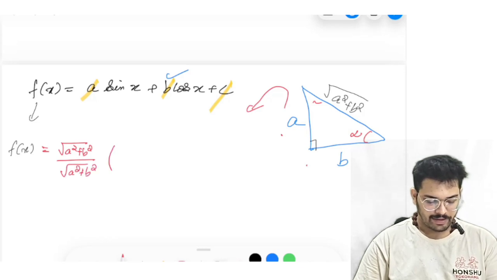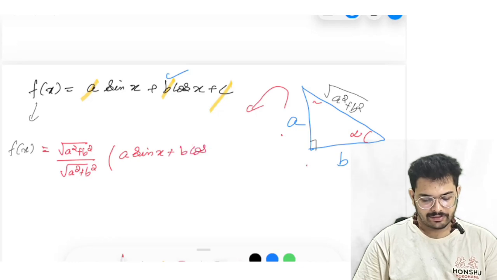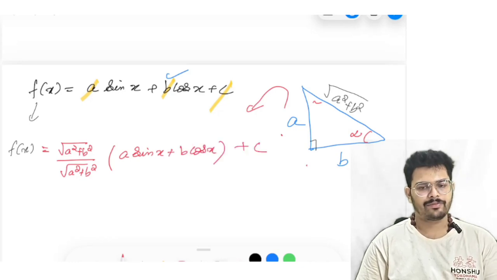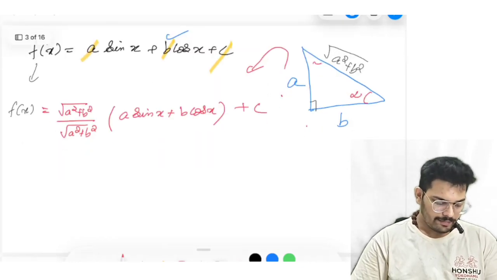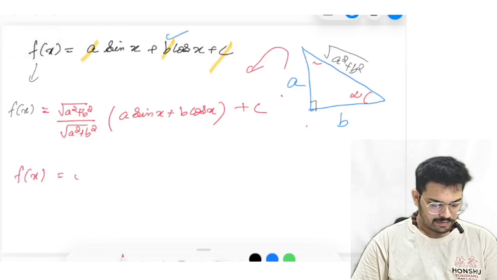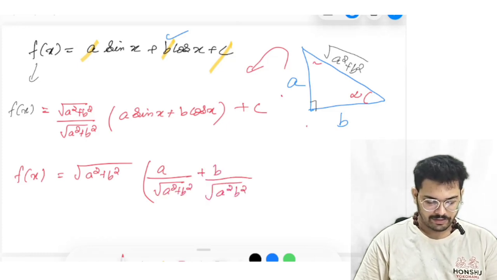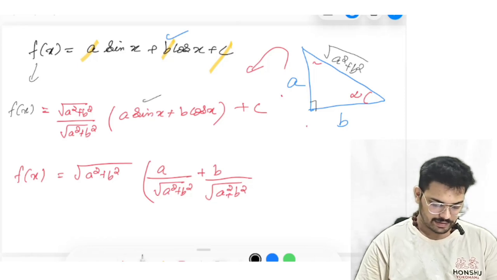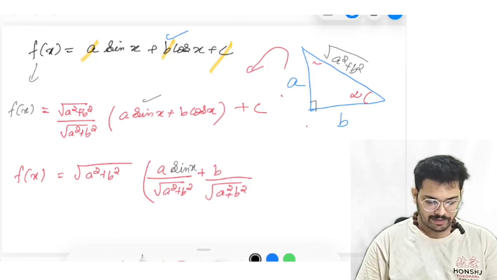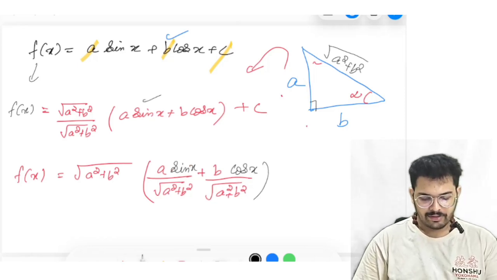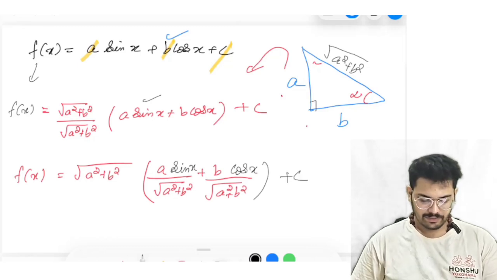So our function f of x will become a sin x plus b cos x plus c. Now I will be writing f of x as root of a square plus b square into a by root of a square plus b square sin x plus b by root of a square plus b square cos x, plus a constant.